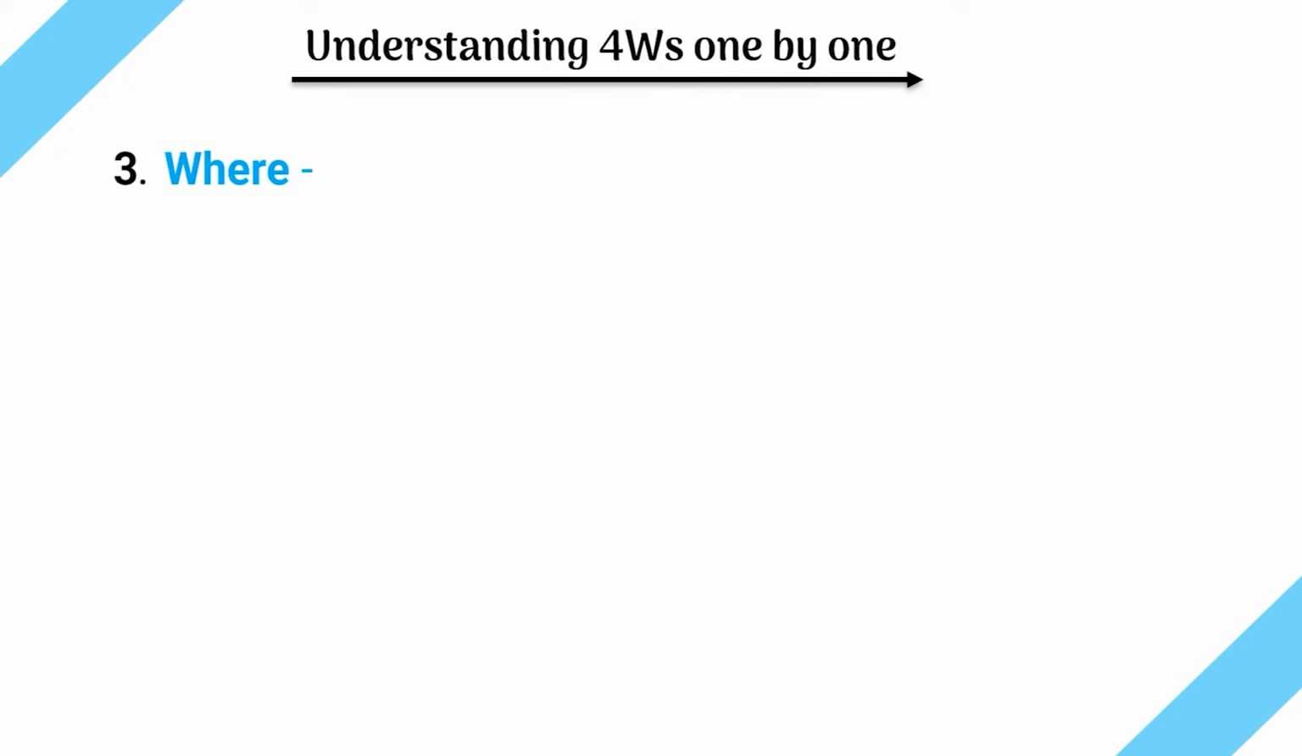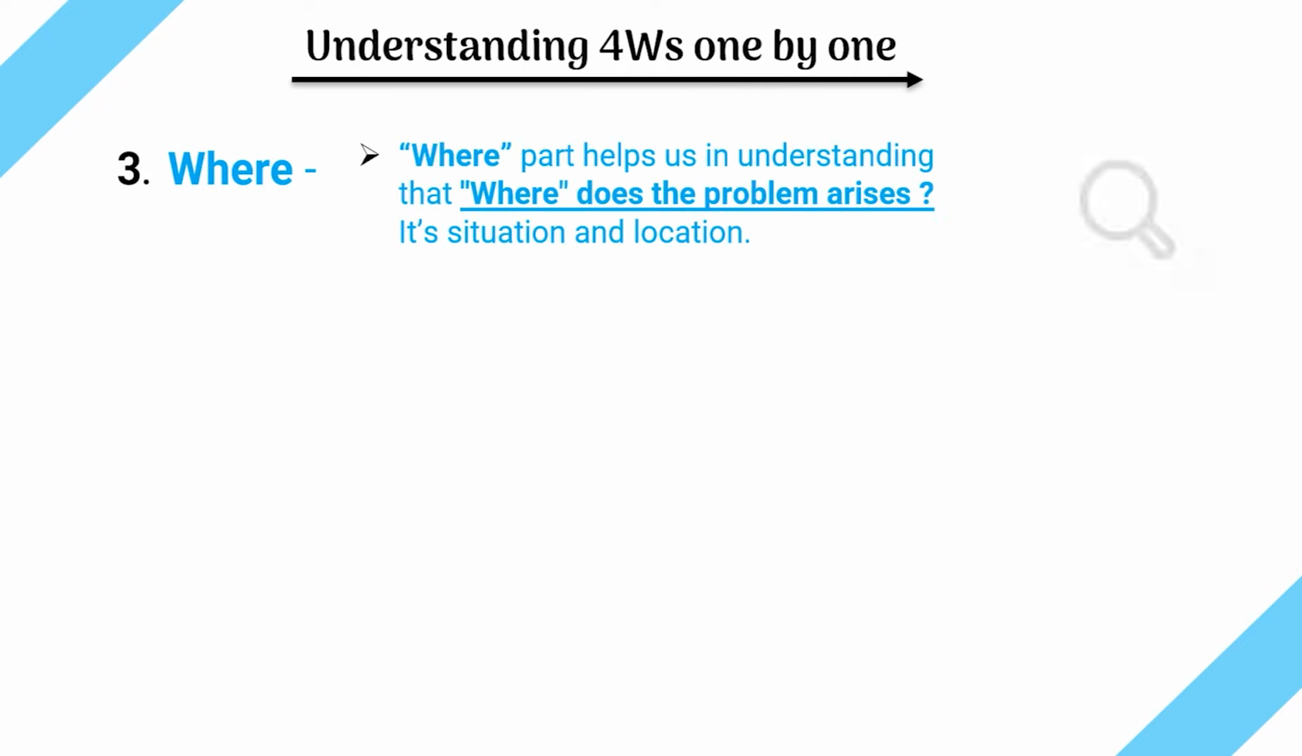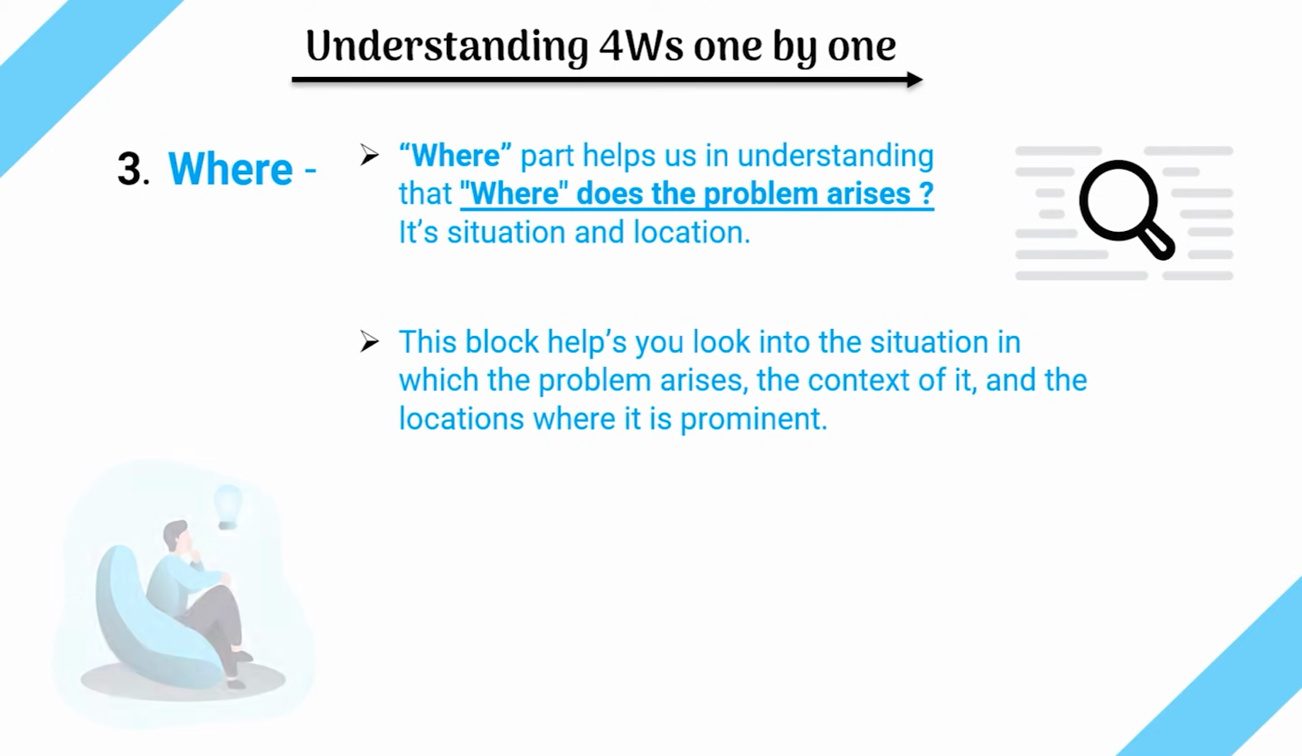Moving on to our next W, that is where. Now that you know who is associated with the problem and what the problem actually is, the where part helps us in understanding where the problem arises, its situation, context and location. This block helps you to look into the situation in which the problem arises, the context of it and the location where it is prominent.